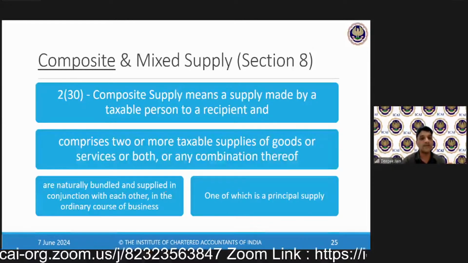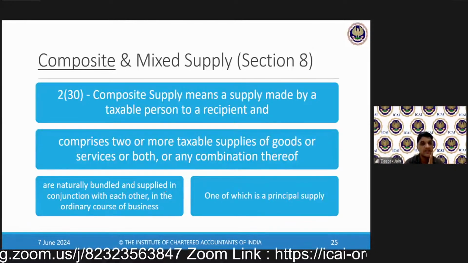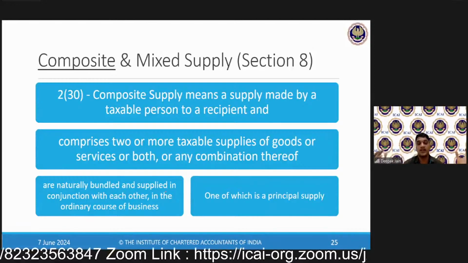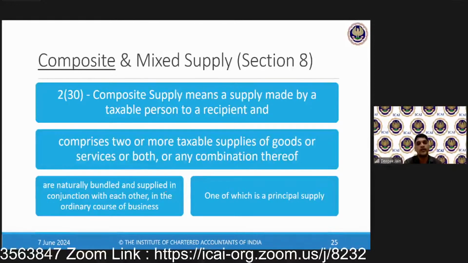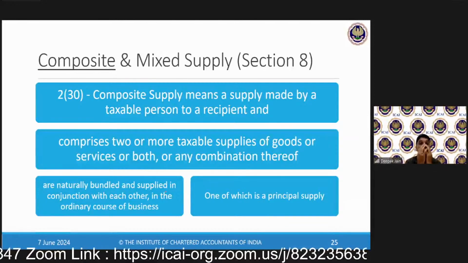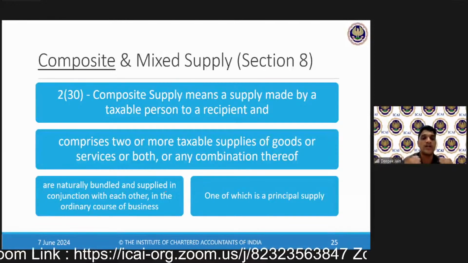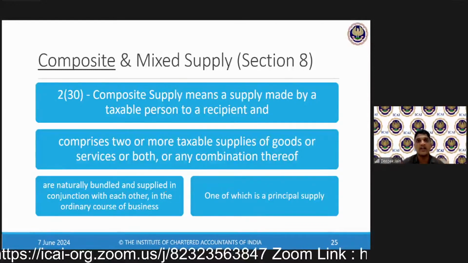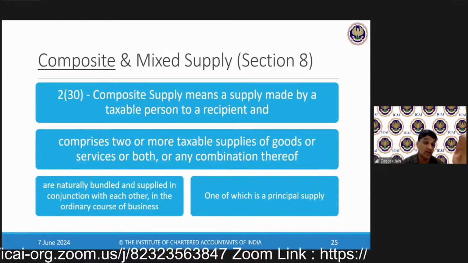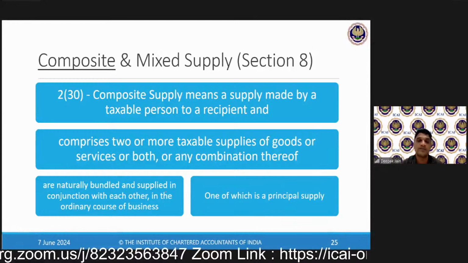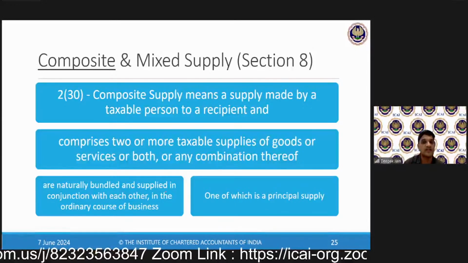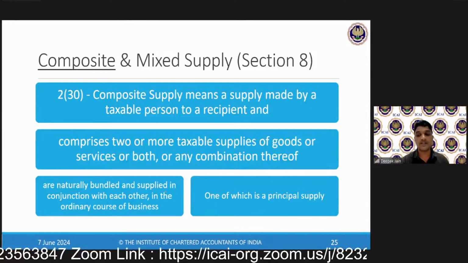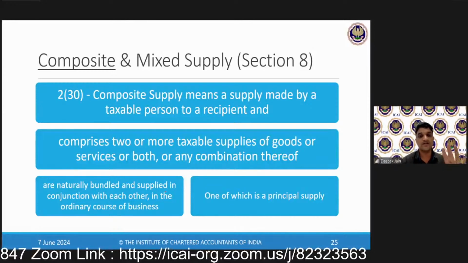All of this comprises two or more taxable supplies of goods or services. They are naturally bundled and supplied in conjunction. They are naturally bundled. They are not artificially bundled, where I am telling you to do it together. They do it naturally. It is given together. So it's naturally bundled and supplied in conjunction with each other in the ordinary course of business, and one of which is a principal supply. Supply of air conditioner, buying of an air conditioner, is the principal supply. So one of which is a principal supply. This is the definition of composite supply.